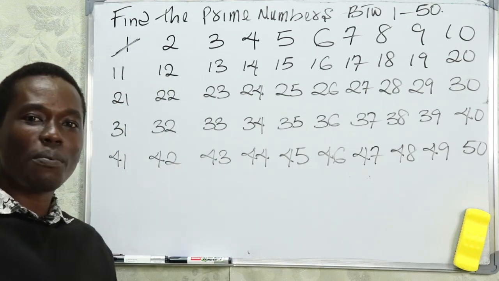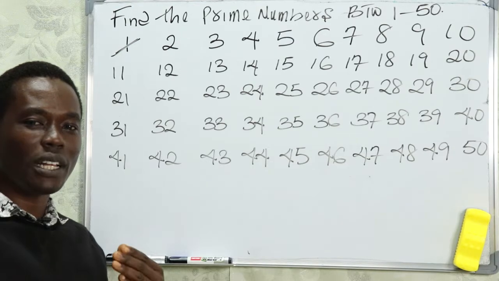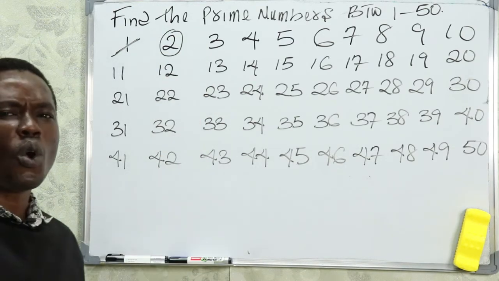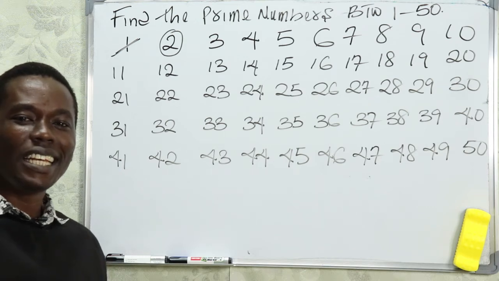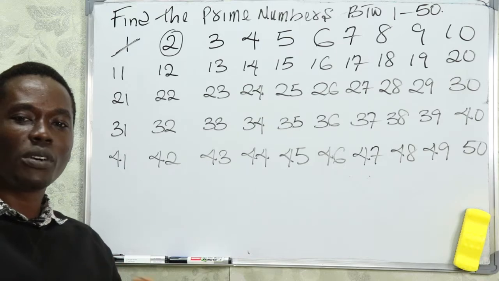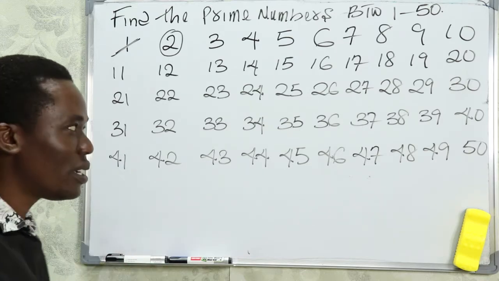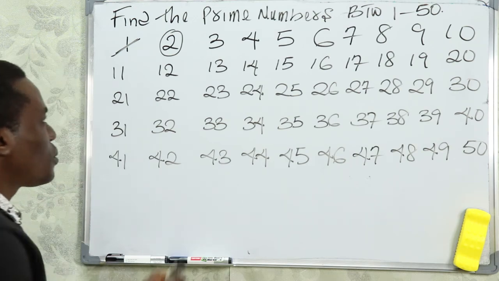The next number we look at is 2. Number 2 is a prime number, so we'll circle it. The next thing we do in this step is to cross out the multiples of 2, because they are not prime numbers. Now remember the multiples of 2.